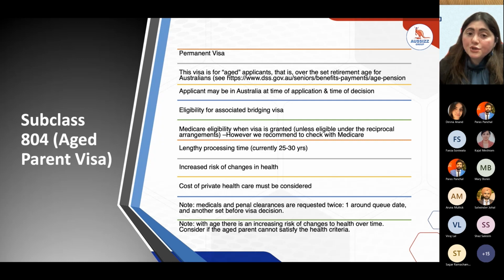The cost of health insurance must be considered. For the Medicare, you need to contact the Medicare department usually for whether they are eligible for the Medicare benefits or not. The police checks and medicals, the character test has to be met. Usually for the police checks in any country where you have lived for more than 12 months in the last 10 years, you will be requested the police check.